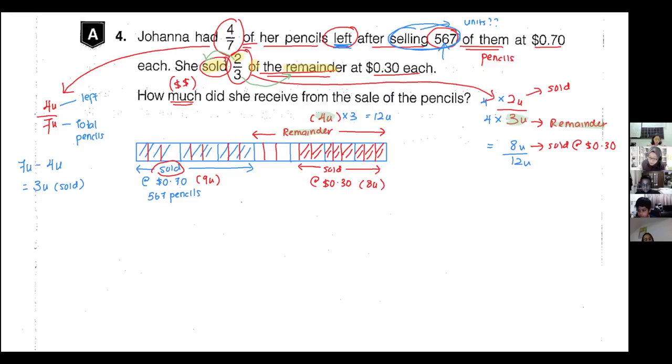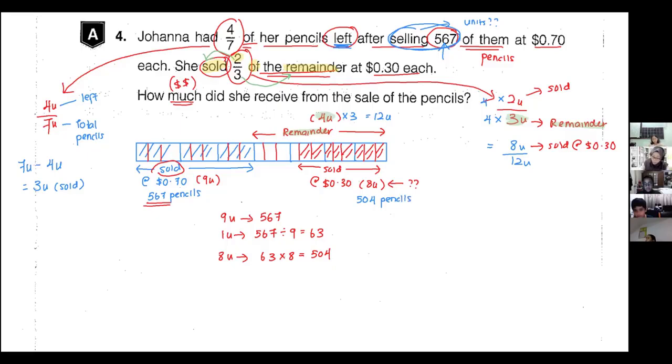Okay, so and it is how many units? It is 8 units. So over here, I know that these whole 9 units that were sold at 70 cents is 567 pencils, okay? So what I can do is I can find out 9 units is 567 pencils. 1 unit is 567 divided by 9. And that will give me 63. I need to find this one first. How many pencils were sold at 30 cents, which is 8 units? So 63 times 8 equals 504. So I know that over here I have 504 pencils that were sold at 30 cents.